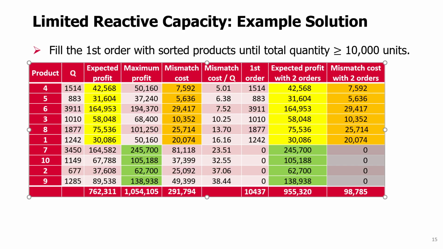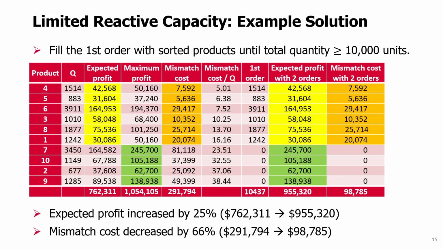So what I want you to see now is a comparison between those values, right? Before with one order opportunity, we have $762,000 of expected profit. It goes up to $955,000 of expected profit. Or if you like, we can look at the mismatch cost, which was almost $292,000, and now it drops to almost $99,000. So almost a threefold decrease.